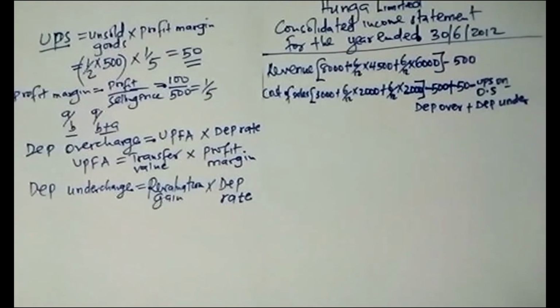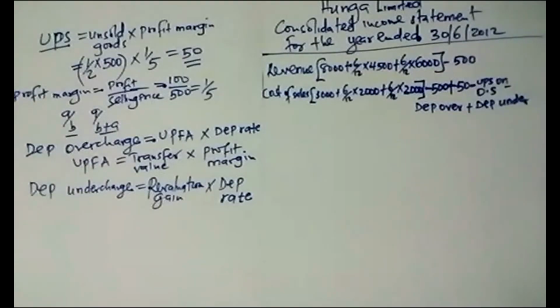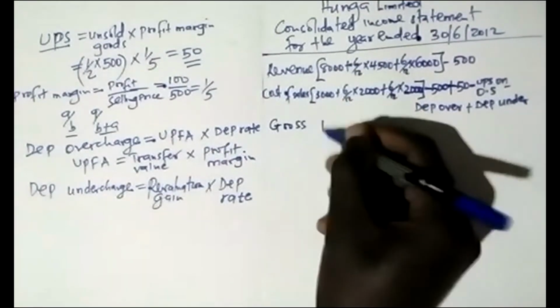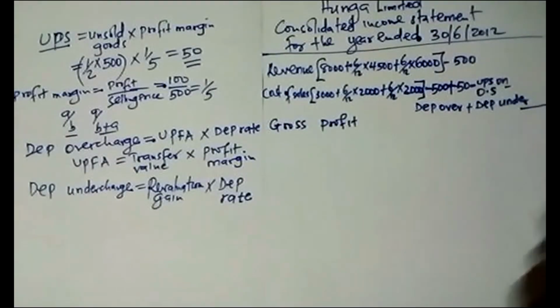So for all those explanations I've made, there was none. They never tested us concerning the sale of fixed assets so that we can determine overcharge for depreciation, and they never tested anything concerning revaluation so that they can compute depreciation undercharge. So that after this, we are supposed to get a gross profit. After the gross profit, we move to other incomes.